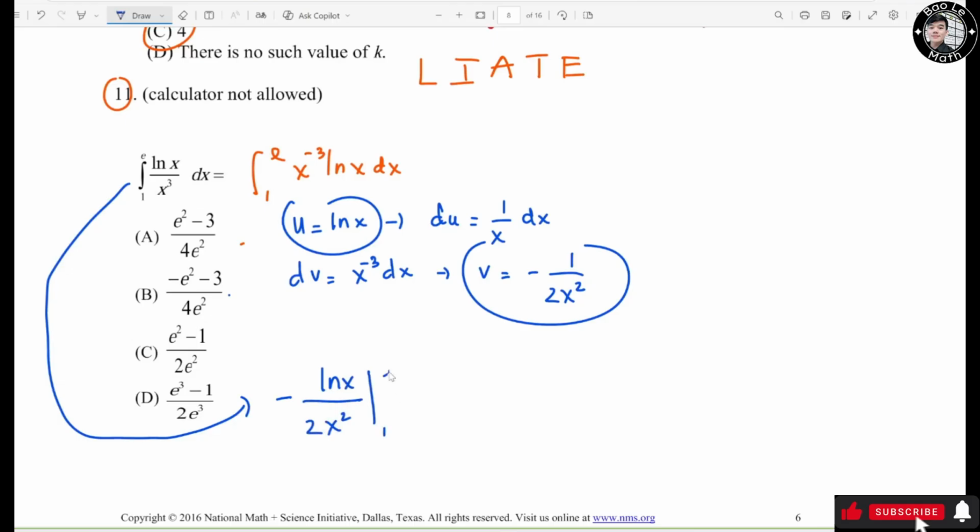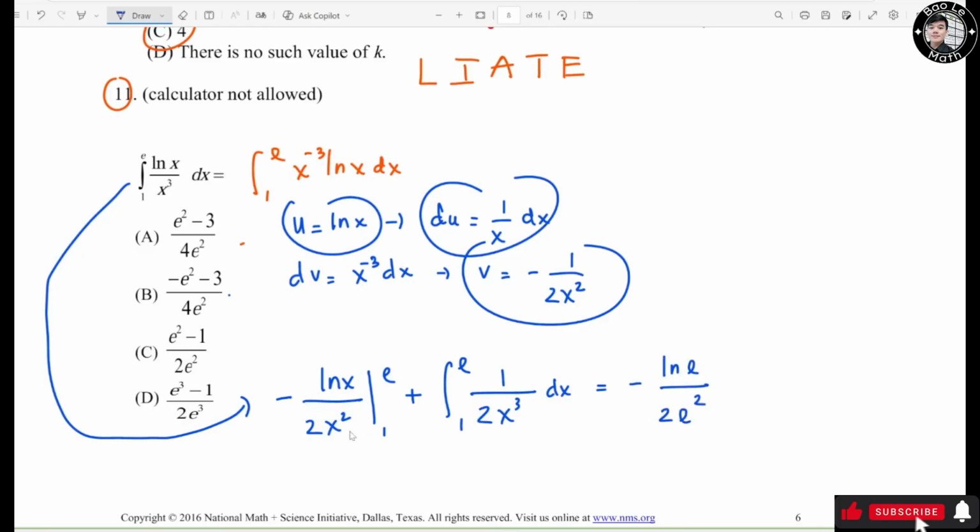Evaluated from 1 to e minus v du, right? So the negative sign here becomes positive, du right here. So it's going to be the integral from 1 to e of 1 over 2s cubed ds, right? So it's going to be negative ln e over 2e squared. Subtract, right here becomes positive, ln 1 over 2 times 1 squared, right?